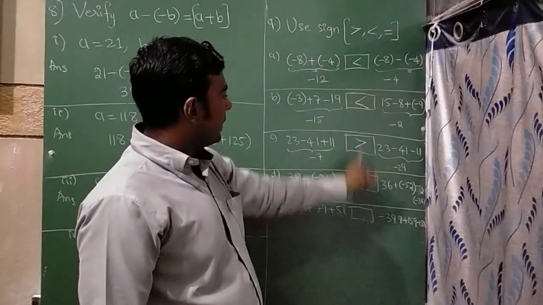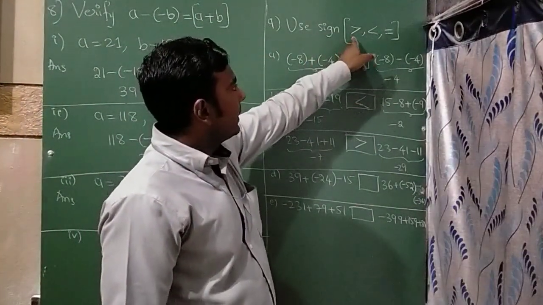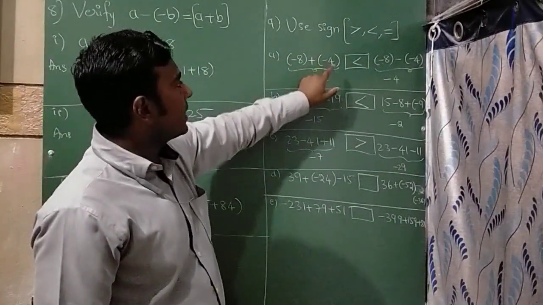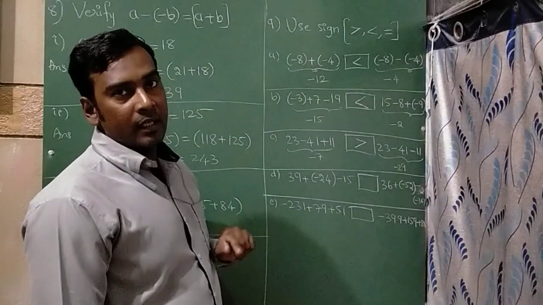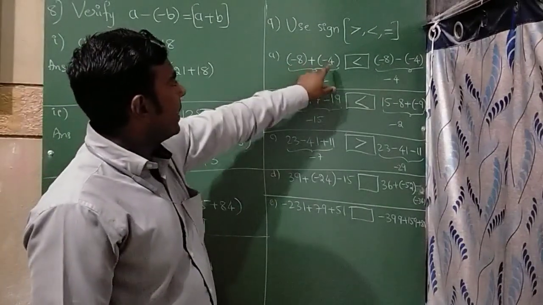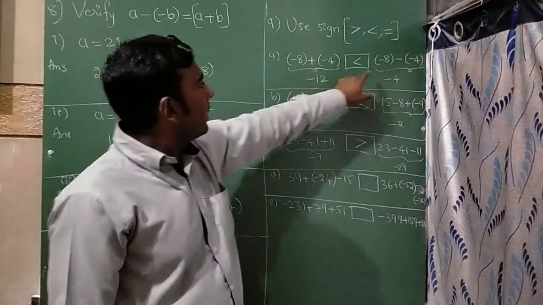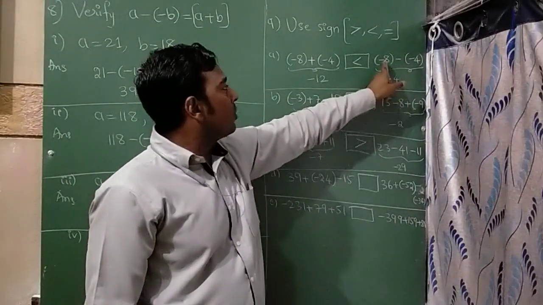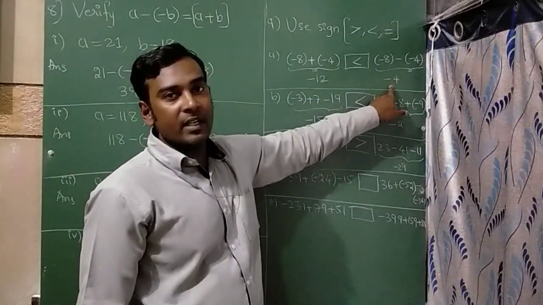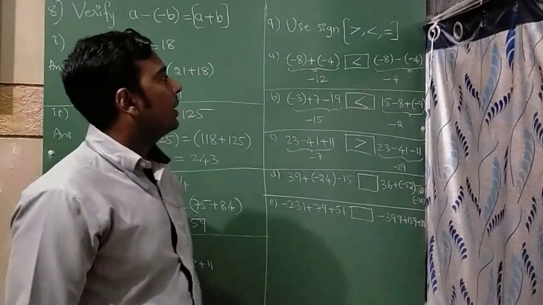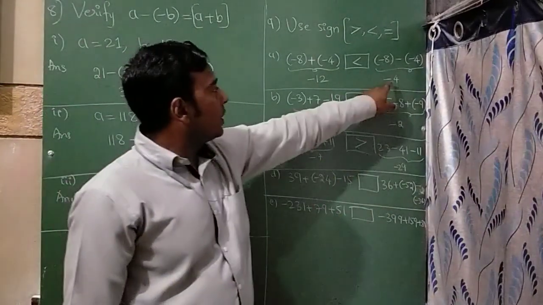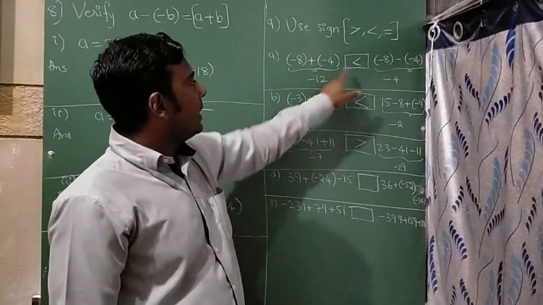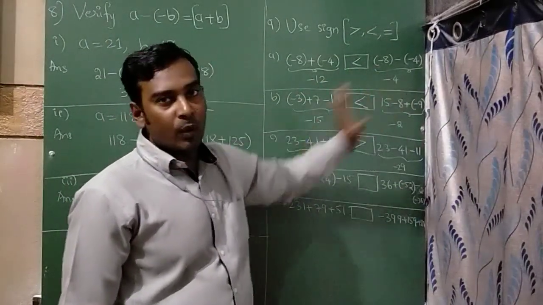So let's move on to the ninth question. Use signs in the given boxes here. Greater than, less than or equal to. Here minus 8 plus of minus 4. Plus into minus is minus. So minus 8 minus 4 is minus 12. Minus 8 minus of minus 4. Minus into minus is plus. So minus 8 plus 4 is minus 4. Now which one is a bigger number? Minus 4 is bigger. Minus 12 is less than. So minus 12 is less than minus 4.